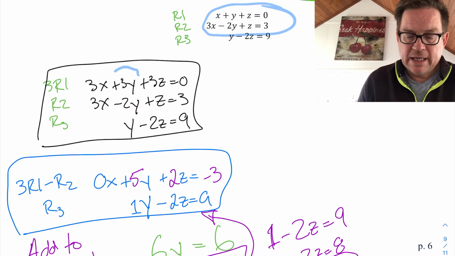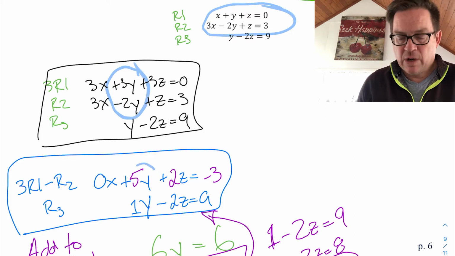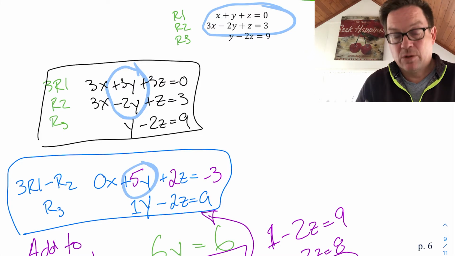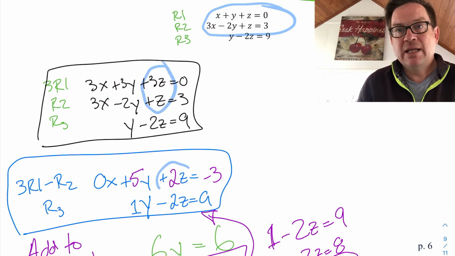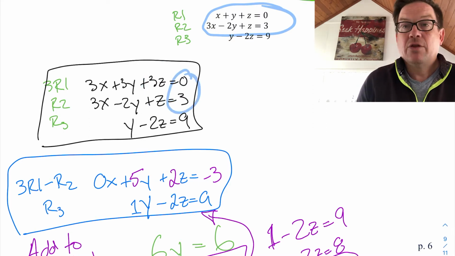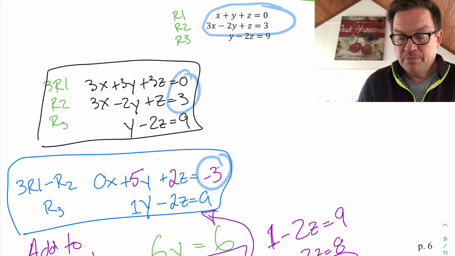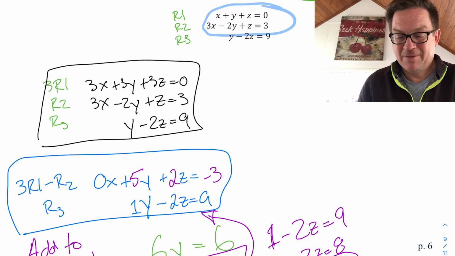And so I get 3y minus negative 2y is 5y, and that's one place I made a mistake the first time. And then I get 3z minus z is 2z, and I get 2 times 0 minus 3, which is minus 3. Also, I made a mistake the first time I did that with just putting 3 there. So be careful when you're subtracting these things.